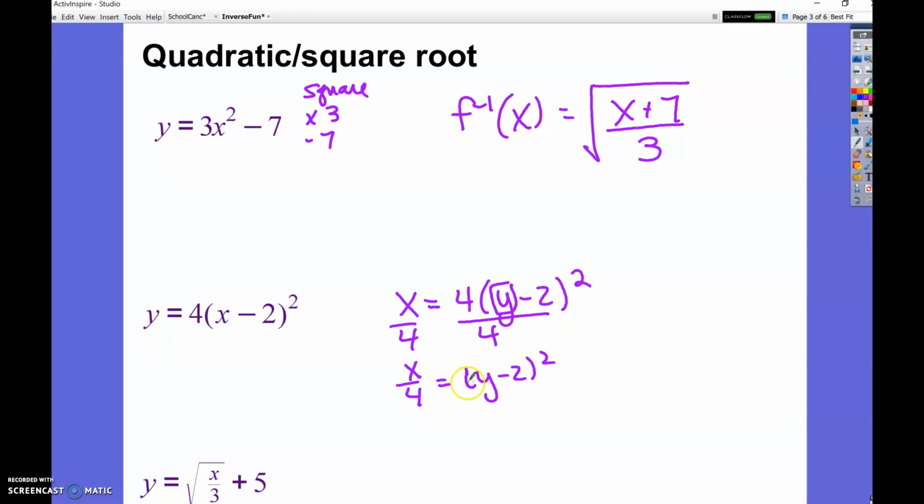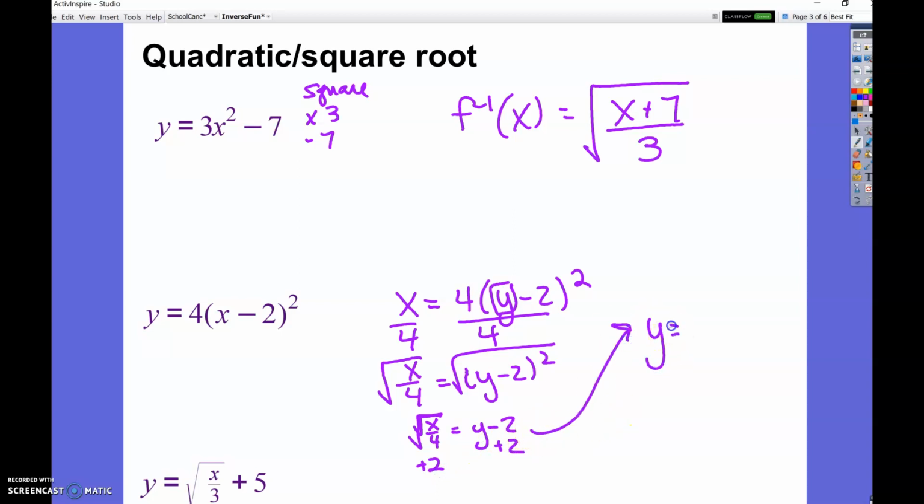So instead of squaring, I will square root both sides. So I've got square root of x over 4. Sorry, that square root needs to go over the whole thing. Equals y minus 2, and my last step would be to add 2 to both sides. So I've got my final answer to be y equals square root of x over 4, all quantity plus 2. It does matter where the square root is. Notice how it is not over the 2. But again, we would want to make sure that we have that add 2 on the outside.